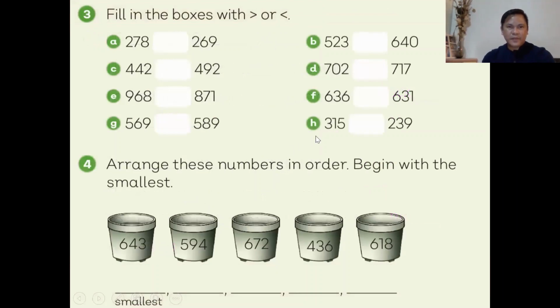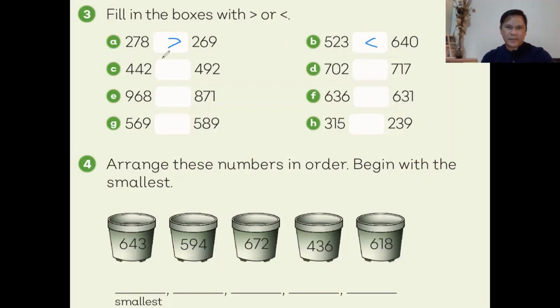Next, fill in the blank. Which one is the greater? When you say greater, the big one, big number, you just find here. Example, the greater here is, let's try this one. The greater here is, which one? 278 or 269? So the greater is 278. B. So which one is the greater here? 523 or 640? So the greater is 640.